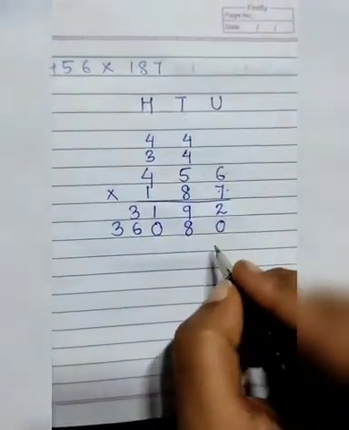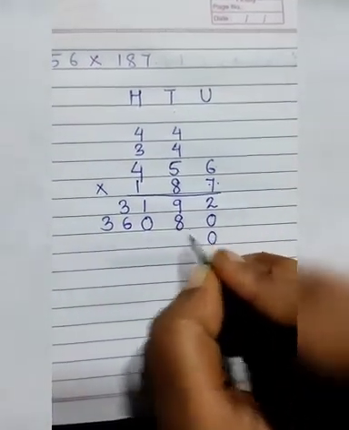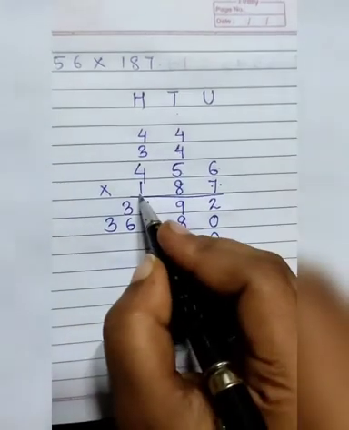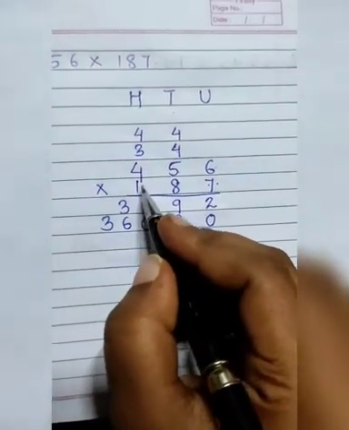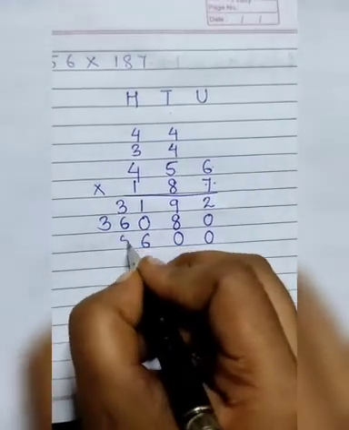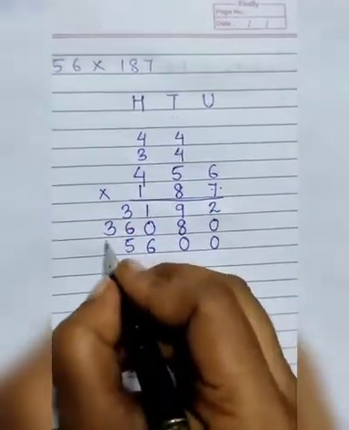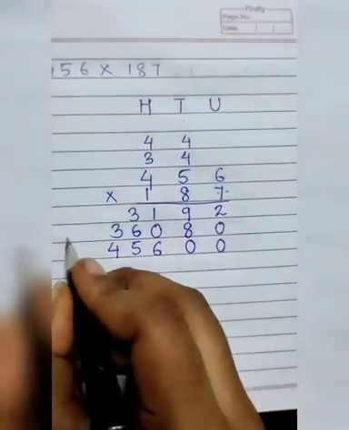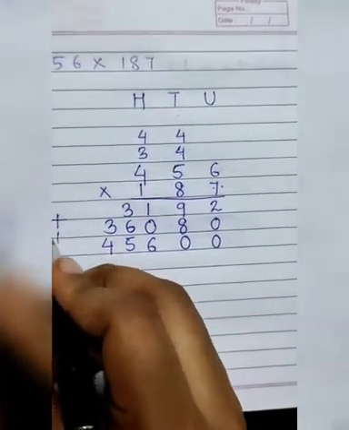Now 1 is on 100 place. So we will write here 2 zeros. Then we will multiply 1 6s are 6, 1 5s are 5, 1 4s are 4. Now we will add all these three numbers.